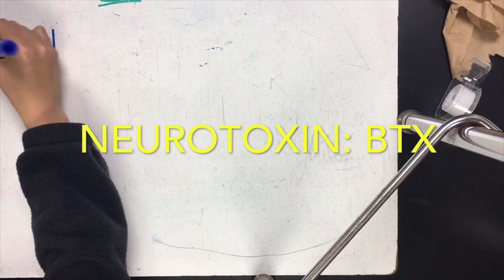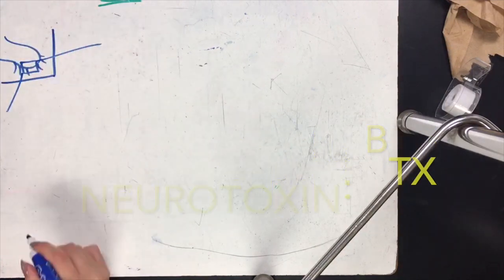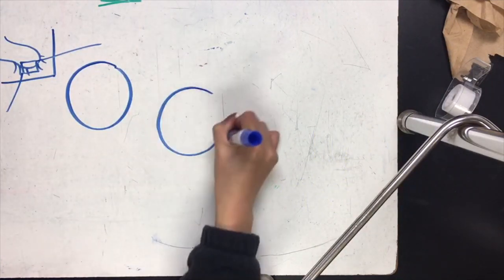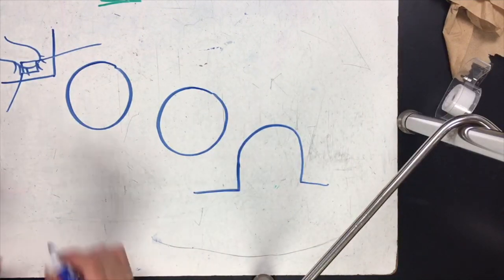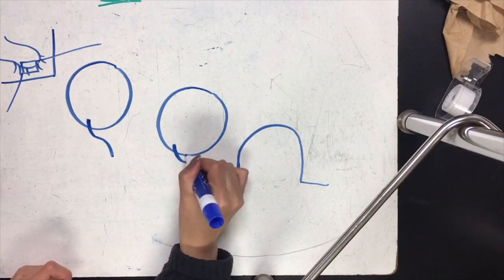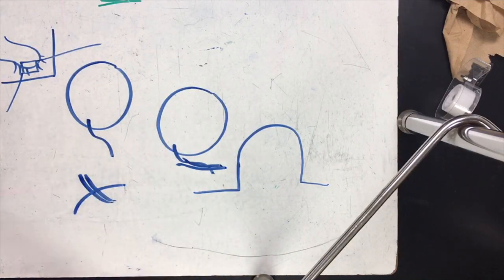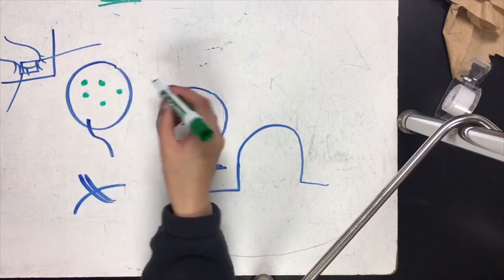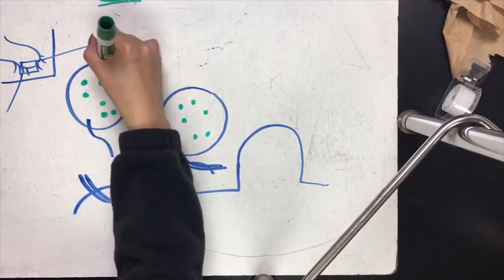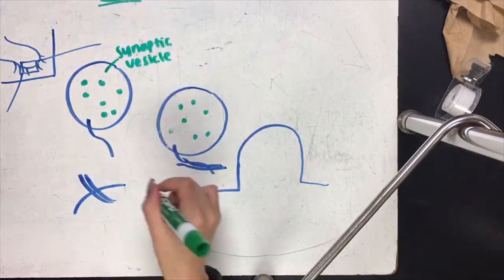Botulinum toxin, or BTX, is a toxin produced by the bacteria Clostridium botulinum. BTX is a type of synaptic vesicle release inhibitor and prevents acetylcholine release at the neuromuscular junction. BTX is responsible for botulism, a rare but lethal form of food poisoning, but in controlled doses, the toxin can relax the muscles, get rid of wrinkles, and prevent spastic muscle activity.